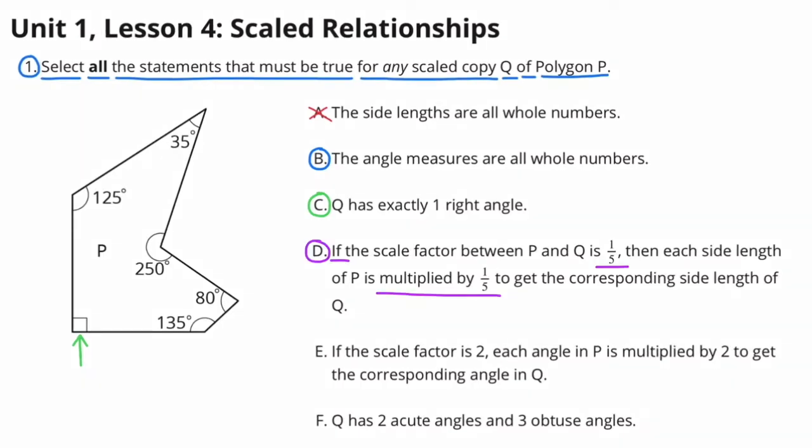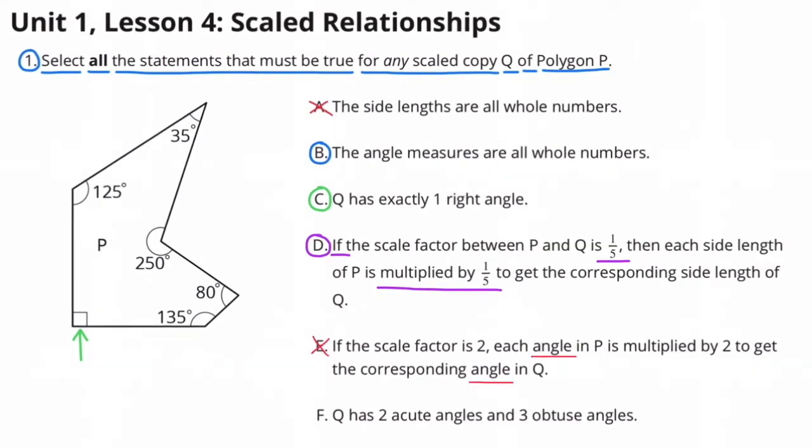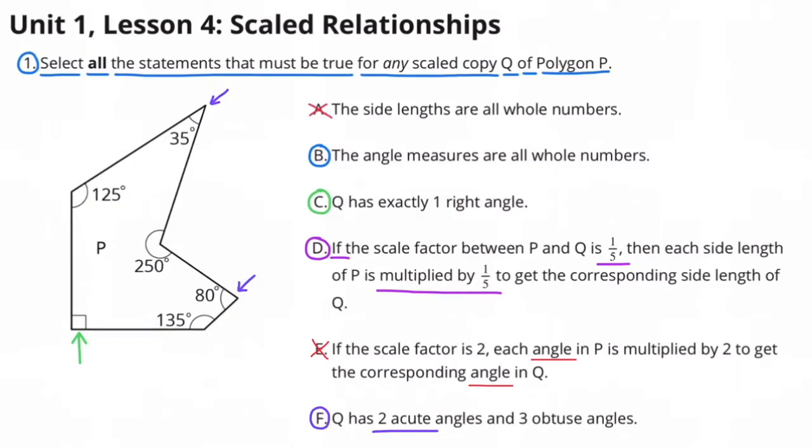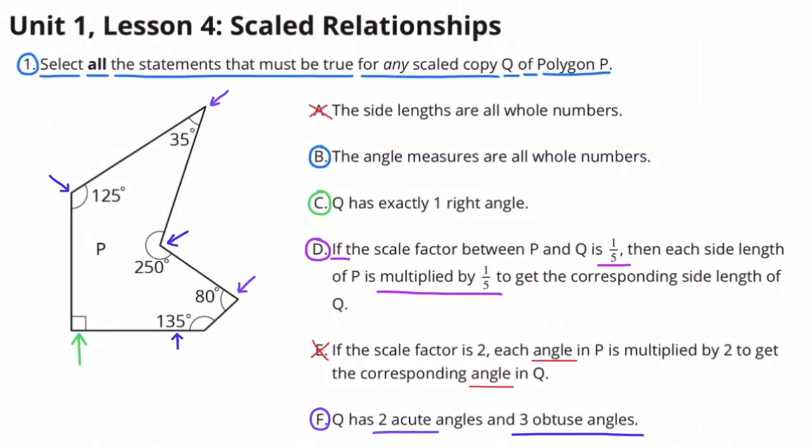I selected D because if the scale factor between P and Q is 1/5, then we would have to multiply the side lengths of P by 1/5 to get the corresponding side length of Q. I didn't select E because you don't multiply the angle by the scale factor. The angle always stays the same. And I selected F because Q has two acute angles and three obtuse angles. Acute angles are any angles that are smaller than 90 degrees, and obtuse angles are any angles that are larger than 90 degrees.